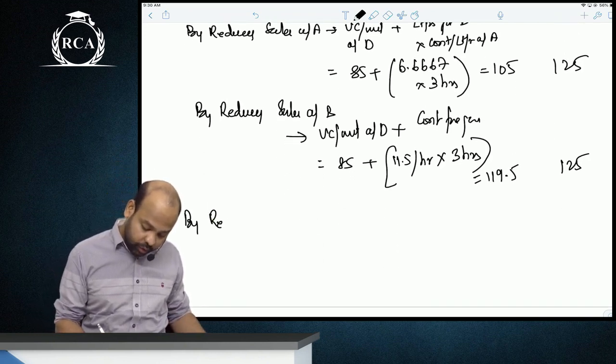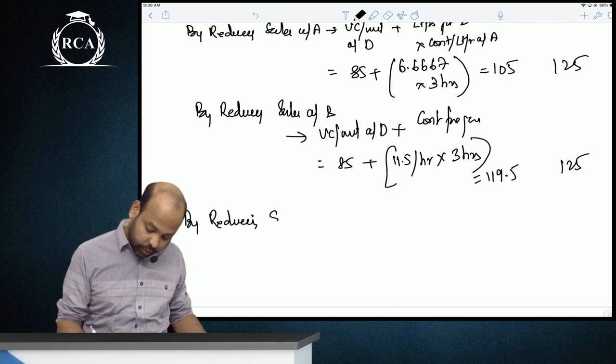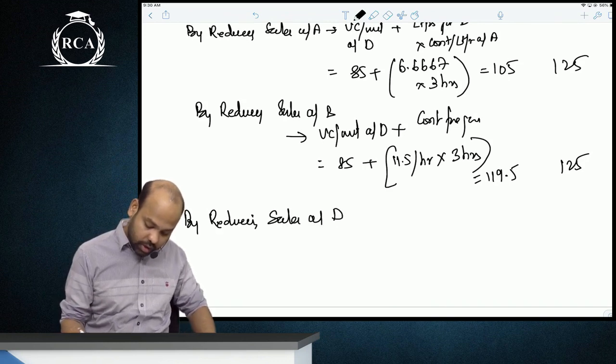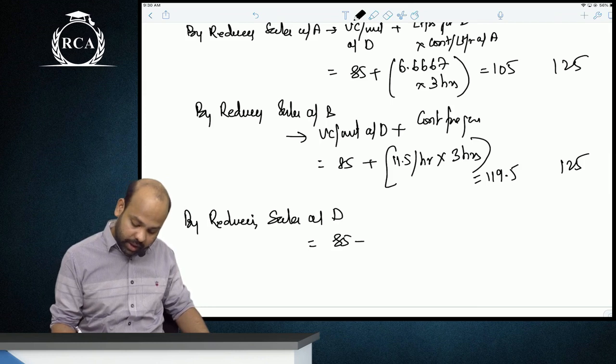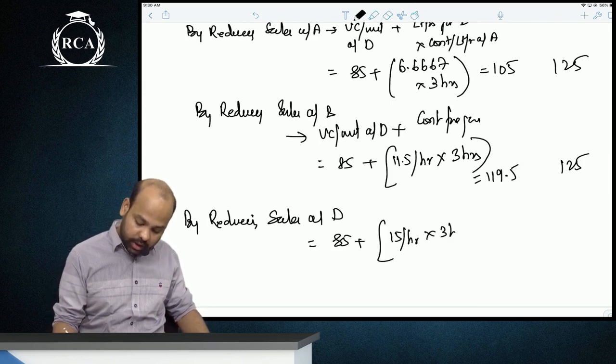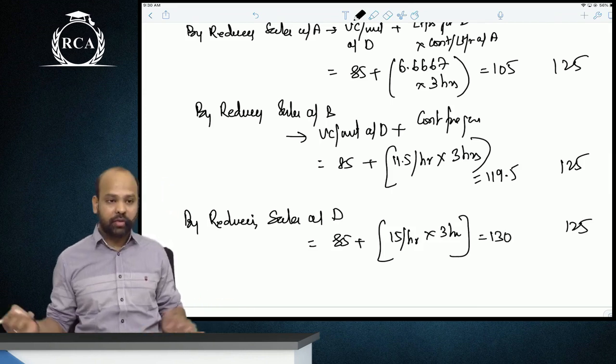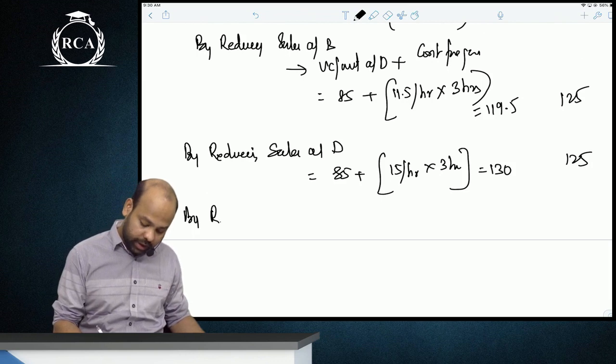Sir, can I reduce sales of D? Mark how, okay, guys. If you reduce sales of D, beta, it will be 85 rupees. D is giving us 15 rupees per hour into 3 hours, so it is 130 rupees against 125. Not beneficial, guys. Can you reduce sales of C, sir?